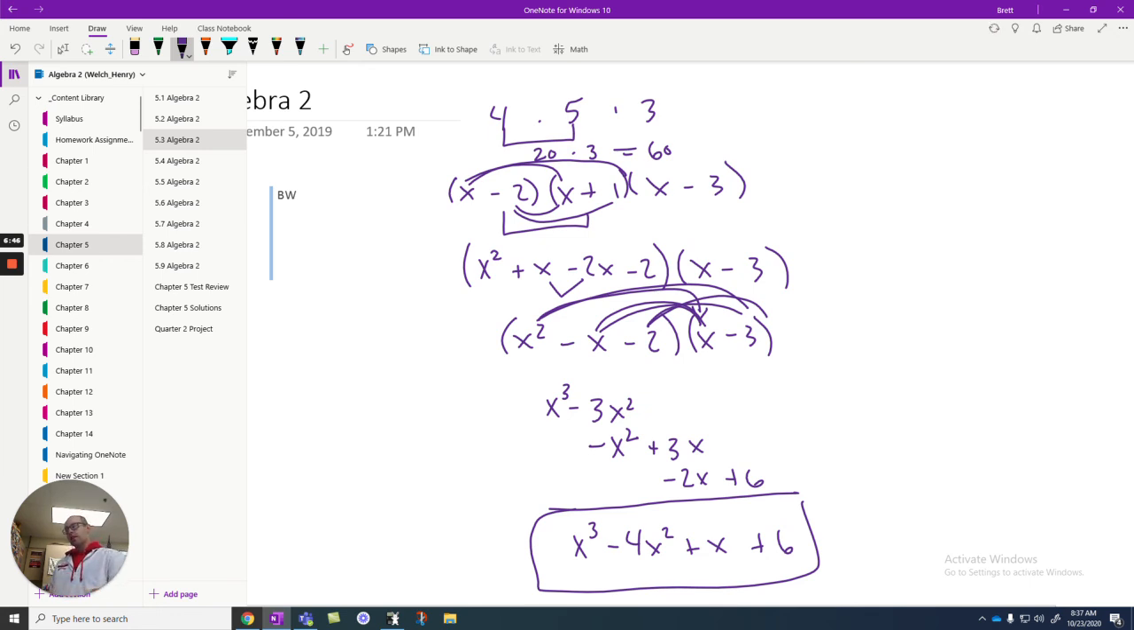It's multiplication, it's addition, subtraction. Hopefully it's not too much to take on and you'll do well here. Good luck and we'll see you in class.